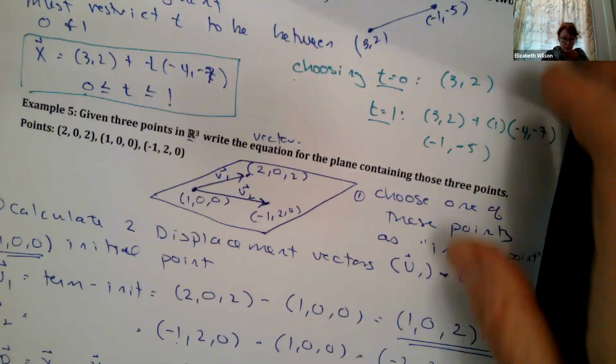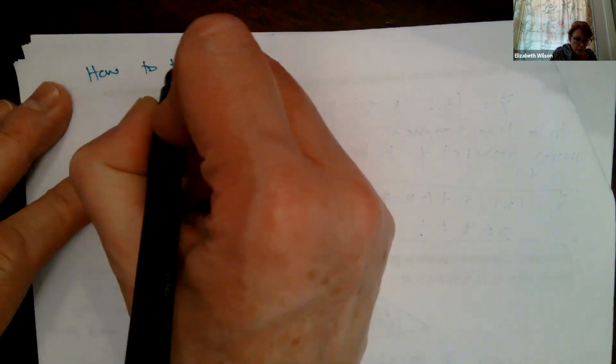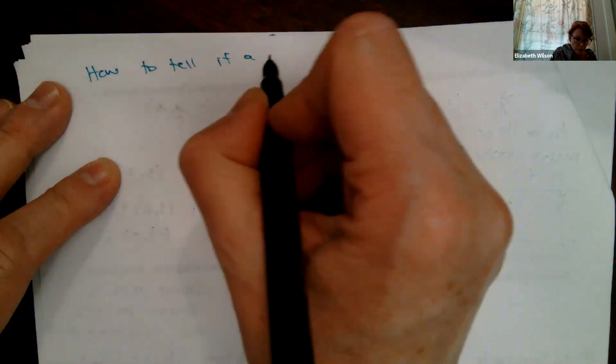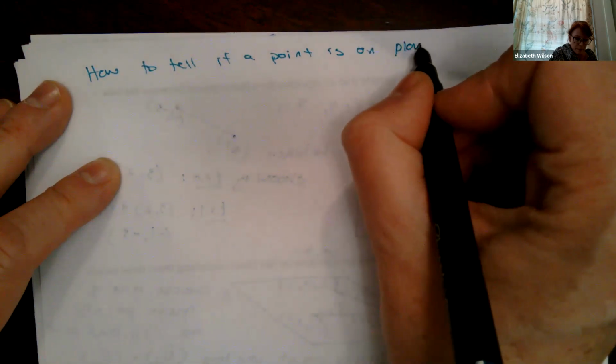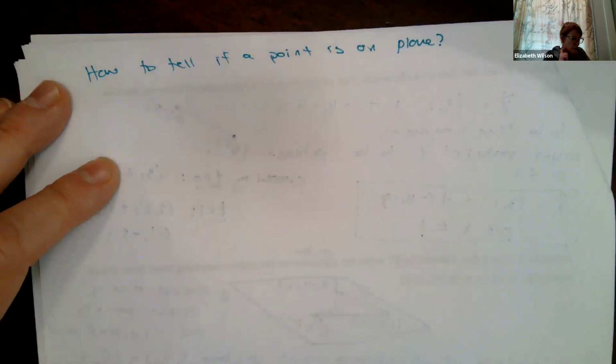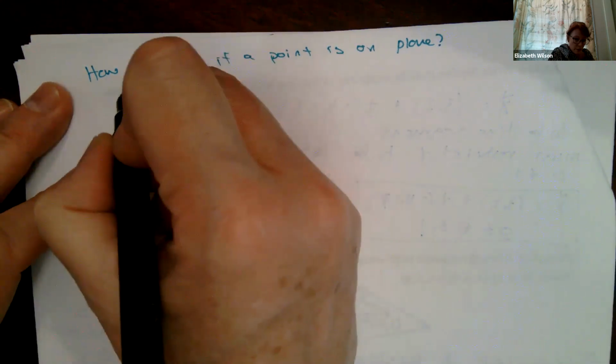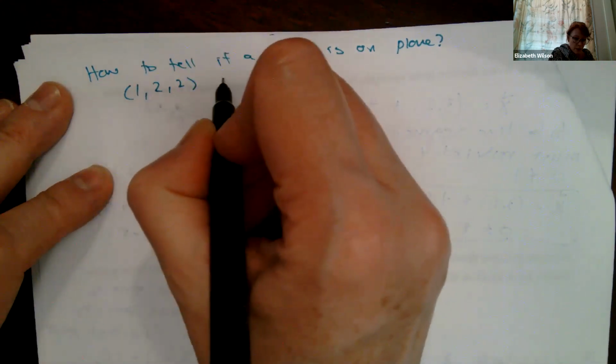Let's do this. I'll also show you, beyond answering the question, how you can use these equations to help you tell whether a point is on the plane. If I'm given a particular point, let's say the point (1, 2, 2), is that on the plane?